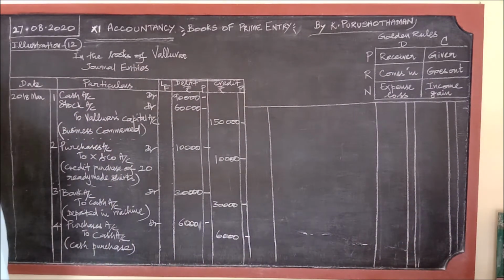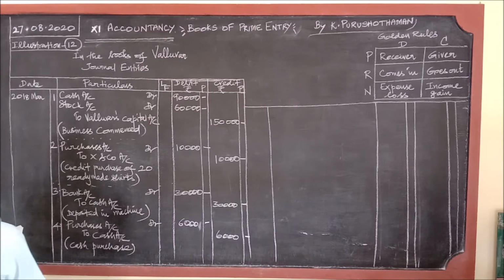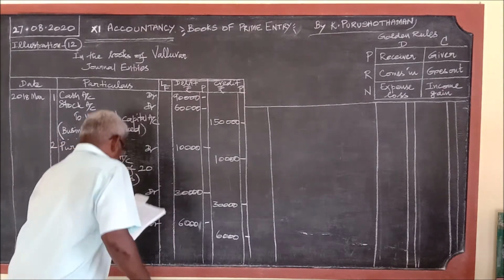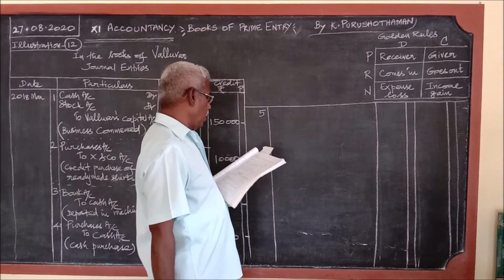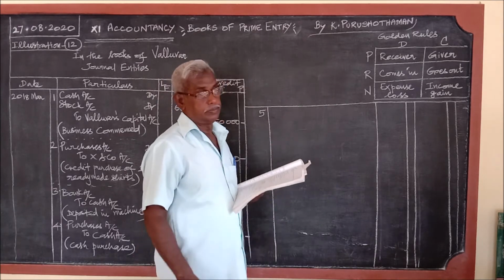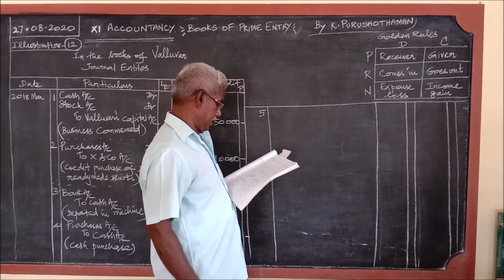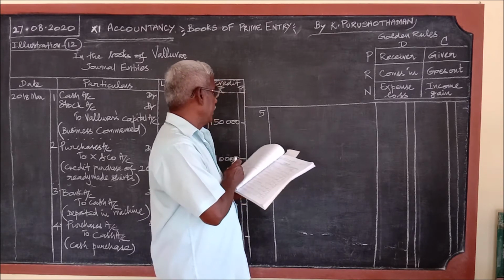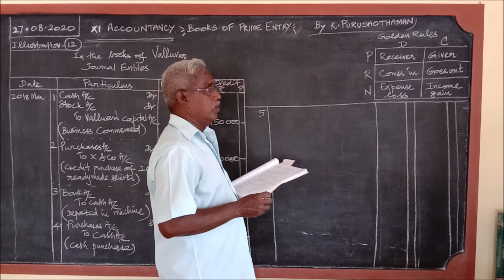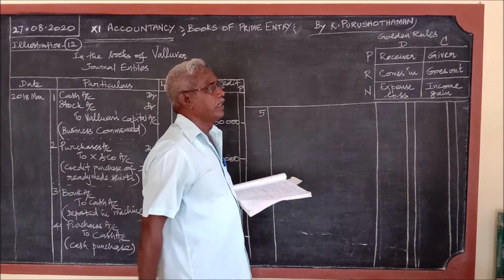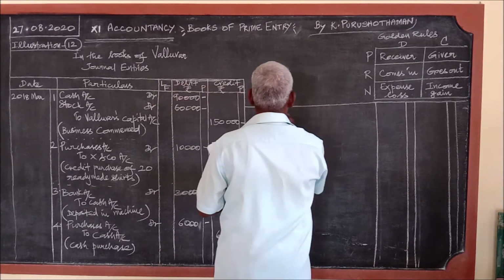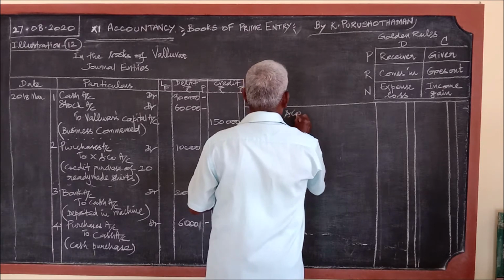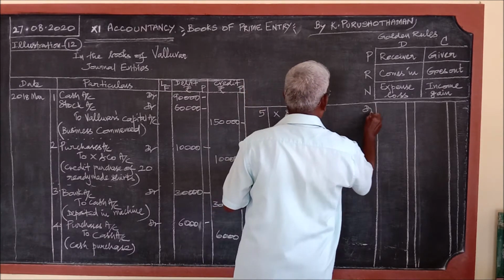Now after fourth, the fifth one: paid X and Co through NEFT. Paid X and Co means paid to X and Co. So who is the receiver? When cash is paid to X and Co, X and Co is the receiver. X and Co account debit.